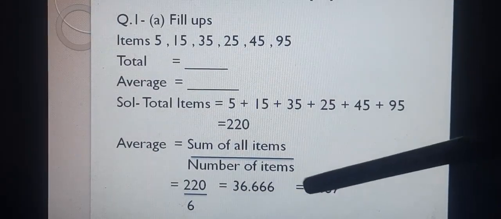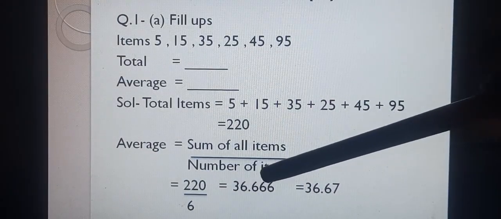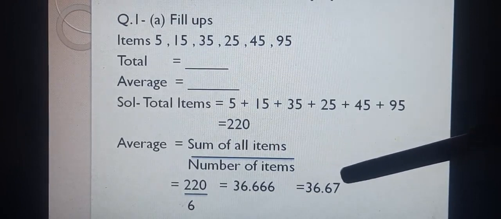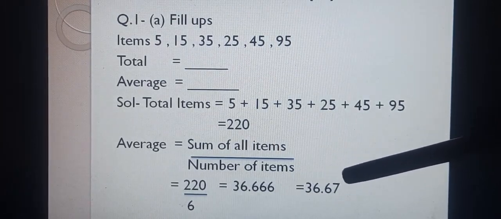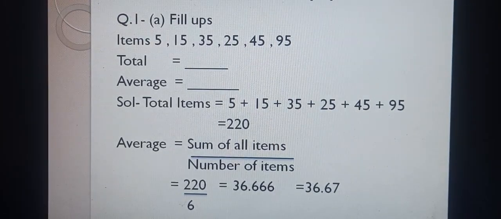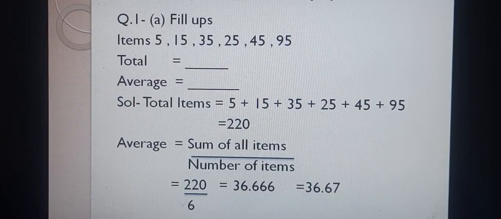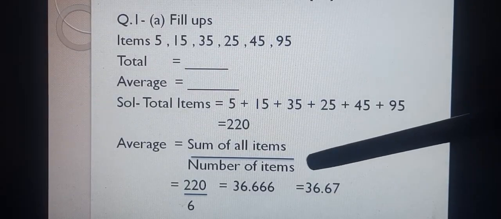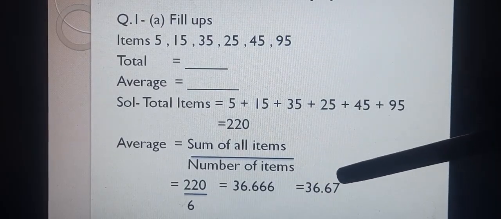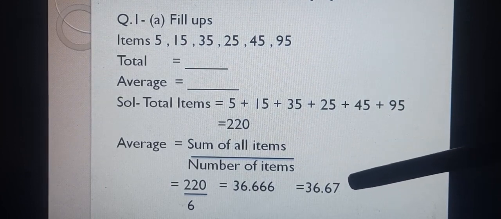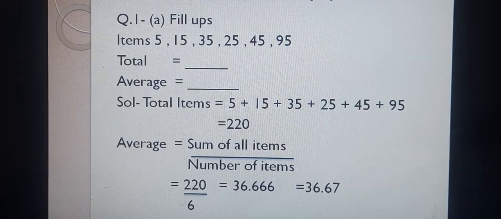So come back to our question. Average is 36.666 and so on, or we can write down 36.67. As I explained in the decimal chapter also, if the number is a recurring number, then we will stop division and we will increase the last digit by 1 more.